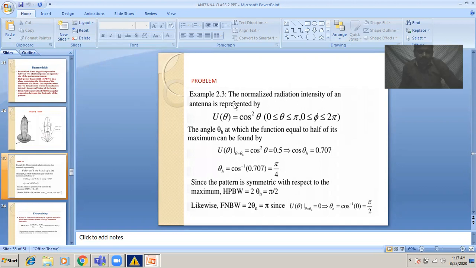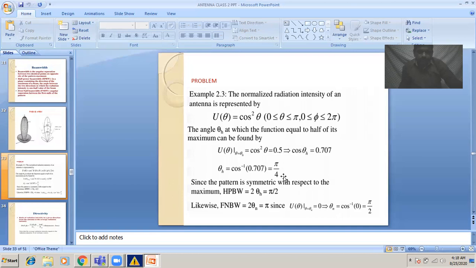So let us see here, radiation intensity is given for an antenna. That is U of theta equal to cos square theta. So these two are the variation of the azimuthal plane and elevation plane. And in order to calculate the half power beam width, the radiation intensity must be made equal to 1/2, because the power must be equal to half. So therefore cos square theta is made equal to 1/2. So we are getting that theta value as pi by 4.